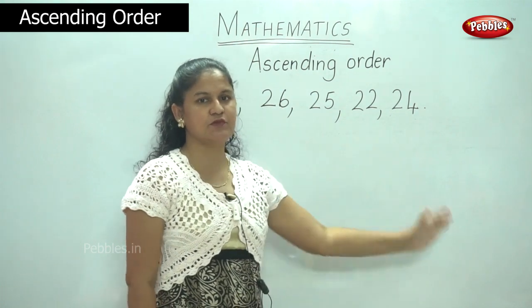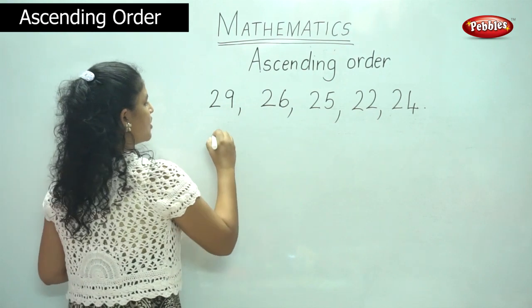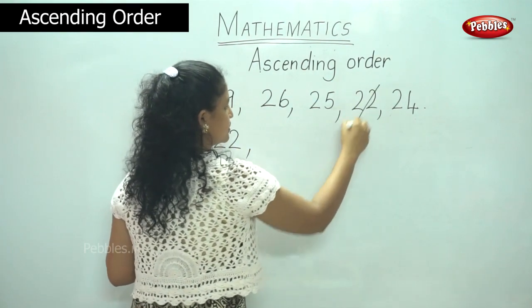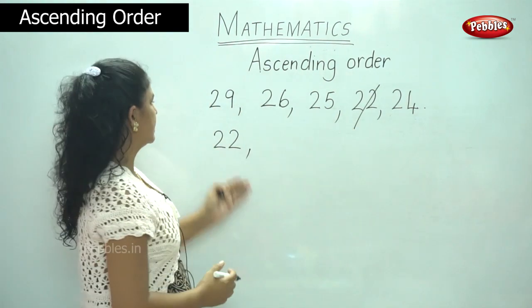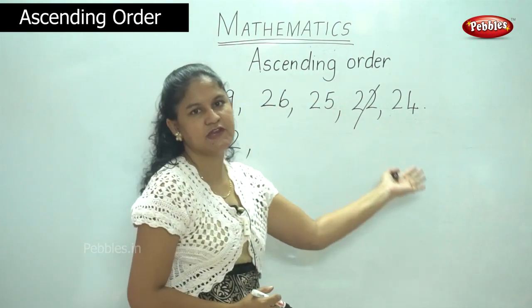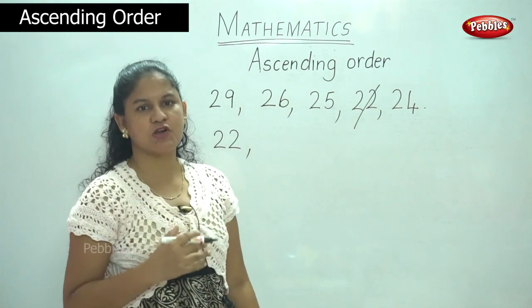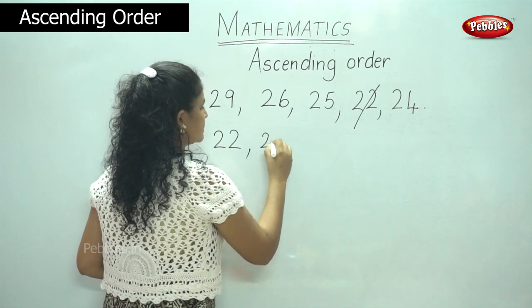So let us find out which is the smallest number. So 22 is the smallest number. So I write number 22. Then I take the remaining 4 numbers, that is 29, 26, 25, 24. And among these 4 numbers, which is the smallest number? So number 24 is the smallest number.